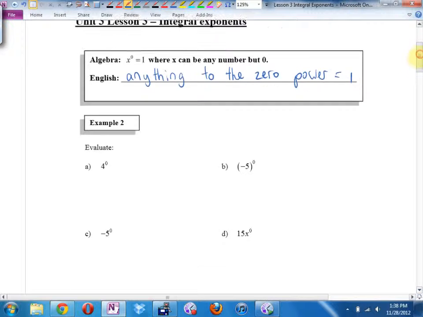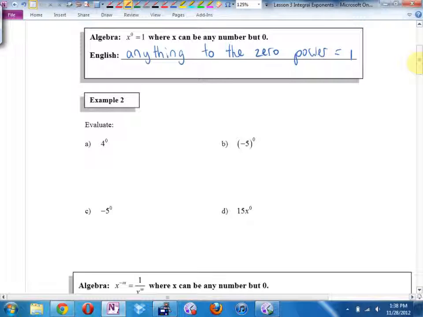For example, what's 4 to the 0 power? 1. What's negative 5 all to the 0 power? 1. What's a million to the 0 power? 1. What's a to the 0 power? 1. Hey, look at my clock. What's pi to the 0 power? 1. That's why that's a 1.